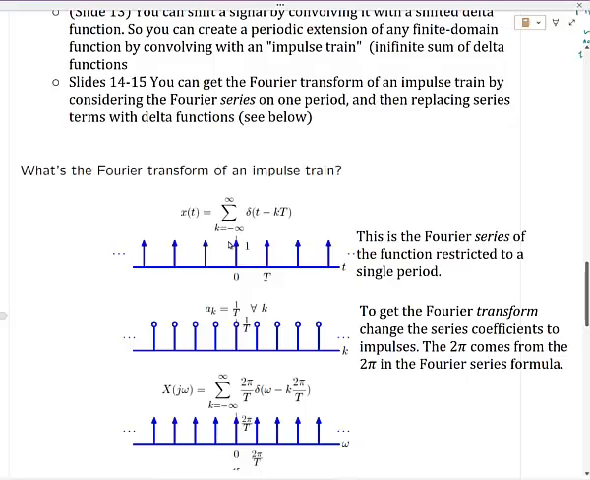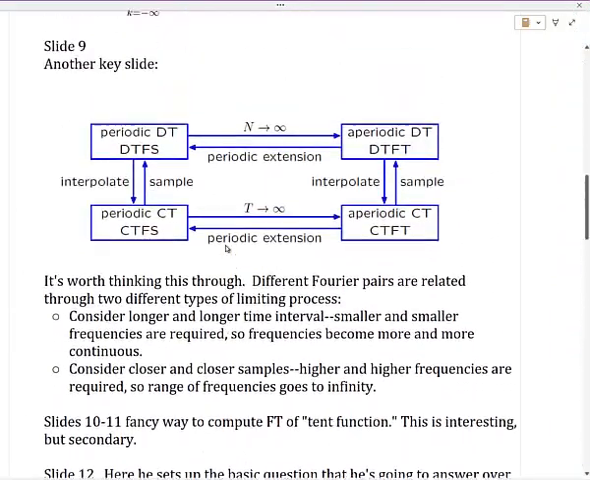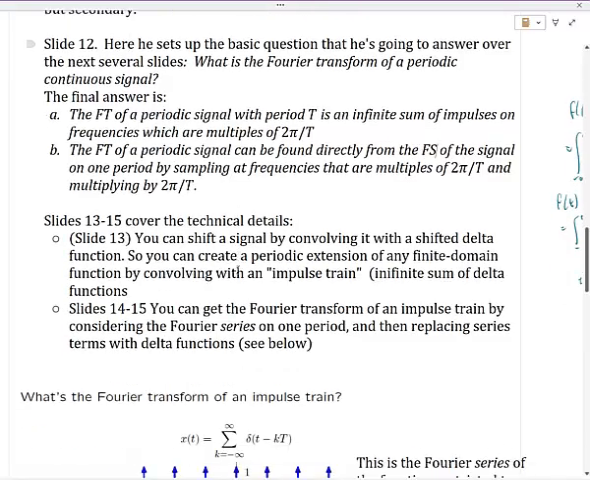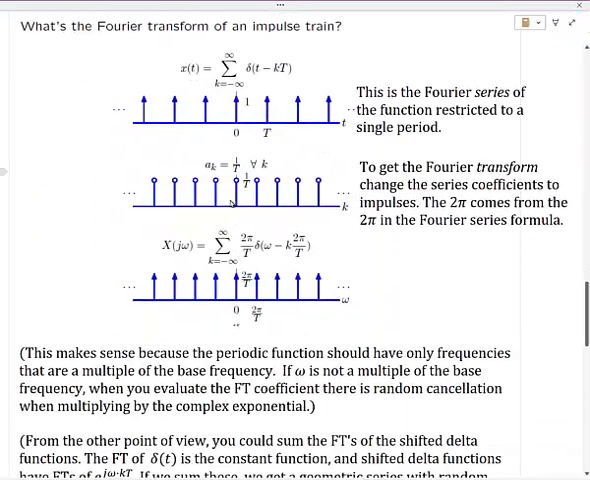And then we use this neat fact up here, where we talked about how the Fourier series can be converted to a Fourier transform simply by adding pulses where you have the frequencies. And that's exactly what he does here. So he changes these frequency values into pulses and multiplies by 2 pi, so he gets 2 pi over T here. Actually, he multiplies the 1 over T by 2 pi. All right, so now we have the Fourier transform of a periodic signal.